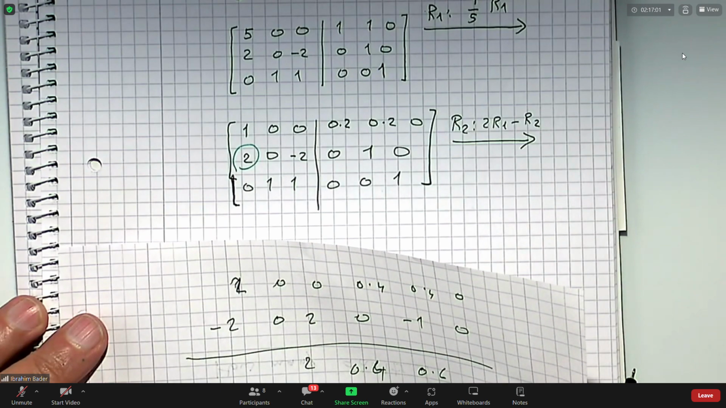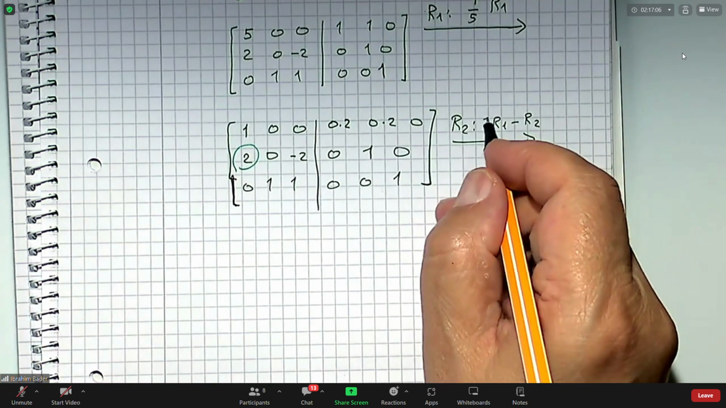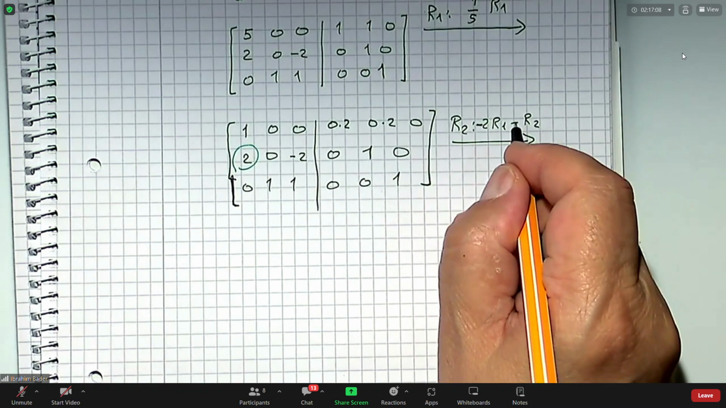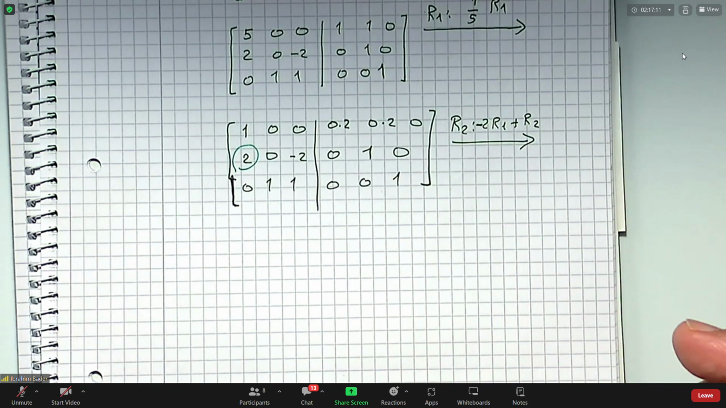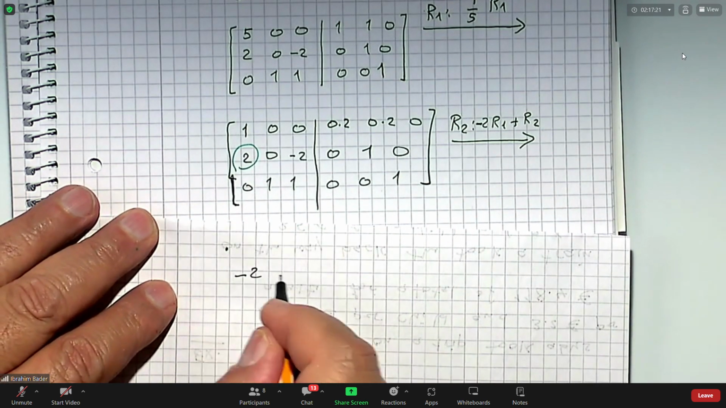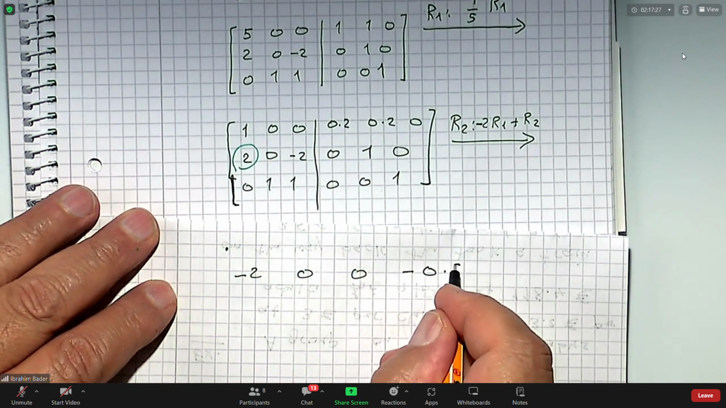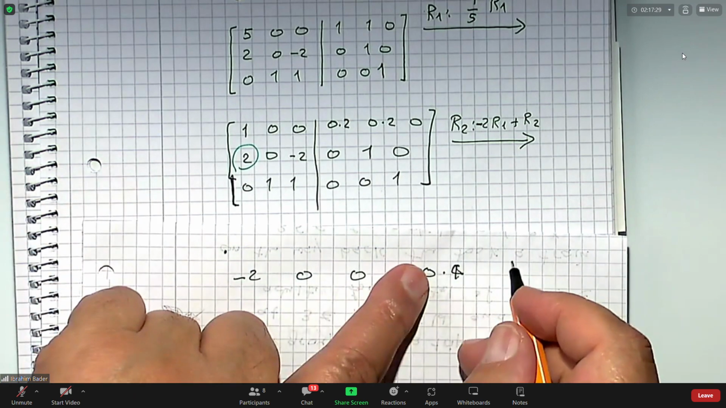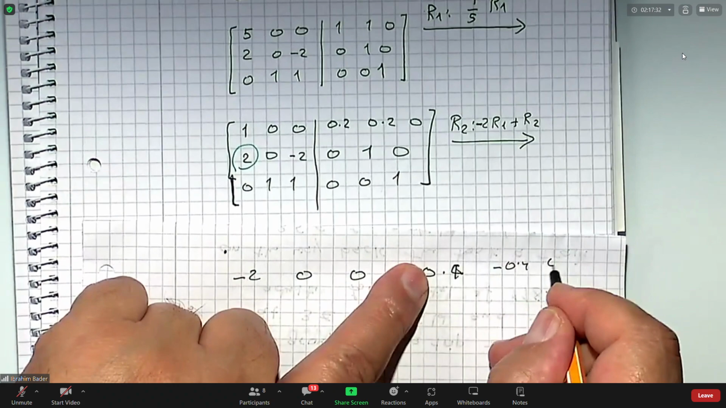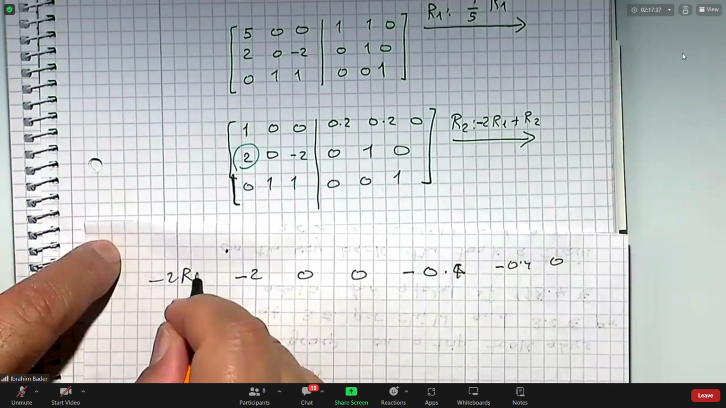Was it negative 2 or 2? Okay, so what I did here is negative 2R1 plus R2. Okay, negative 2R1 plus R2. So let's see what we get. Negative 2R1. I get here negative 2, 0, 0, negative 2 times 0.2 is negative 0.4 and 0. So this is negative 2R1, if you like, okay?